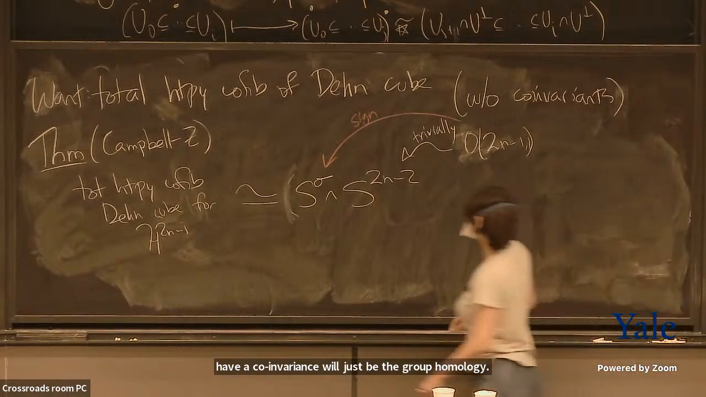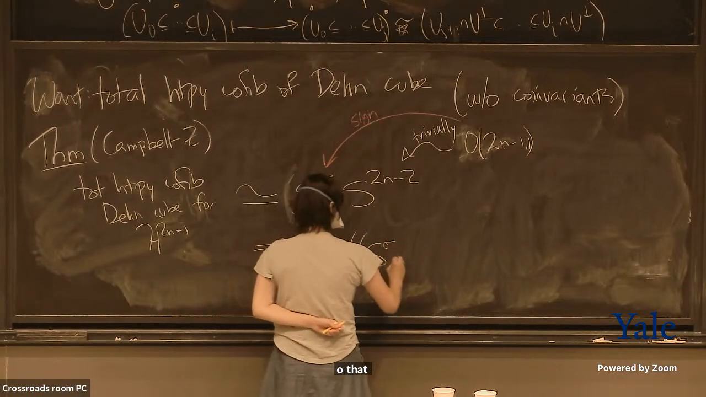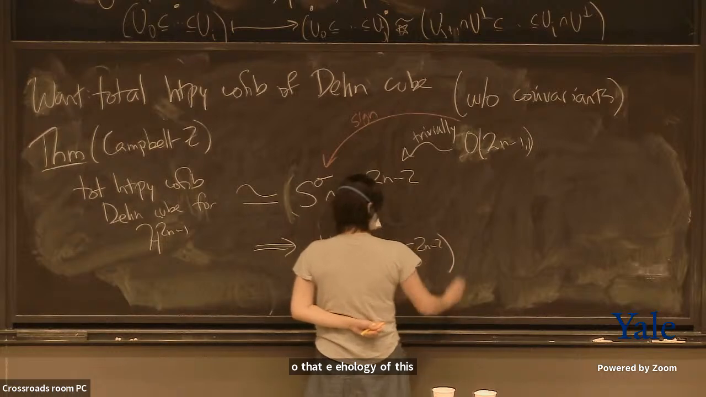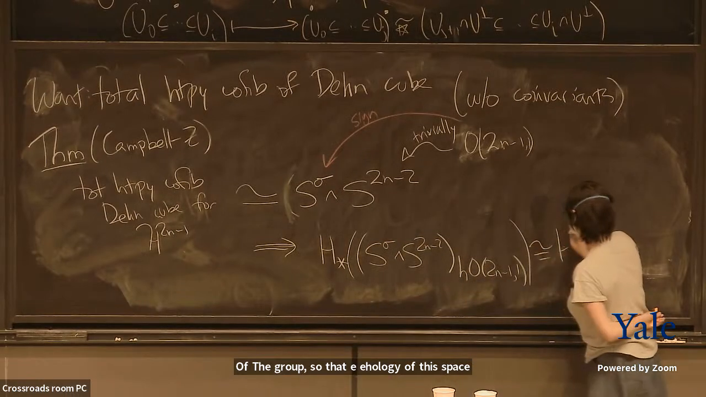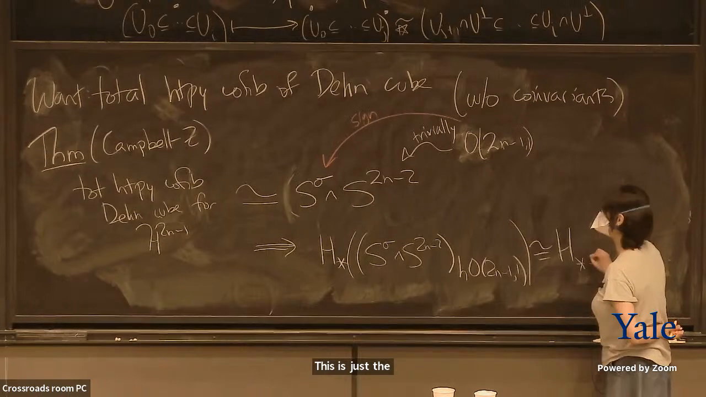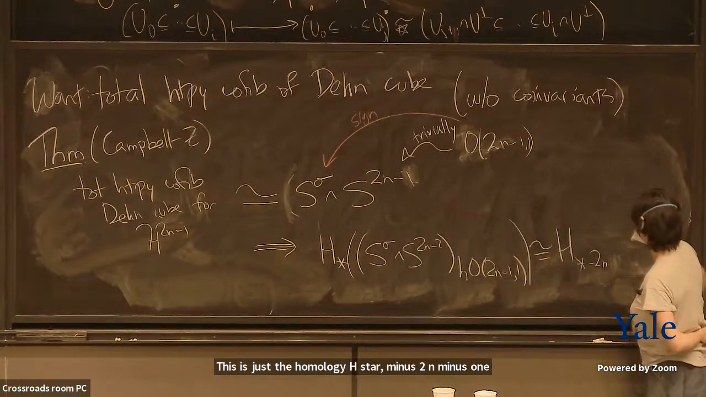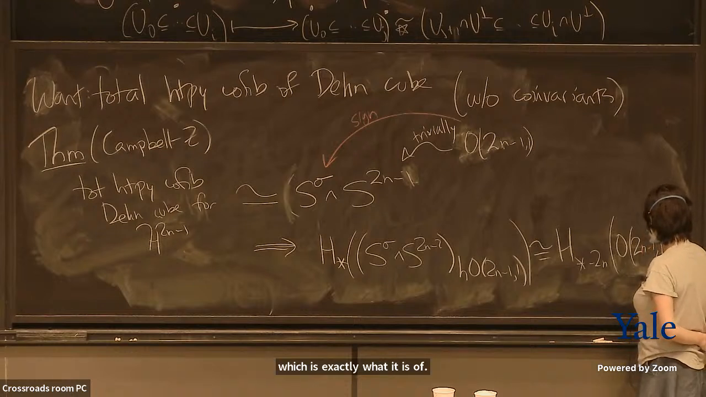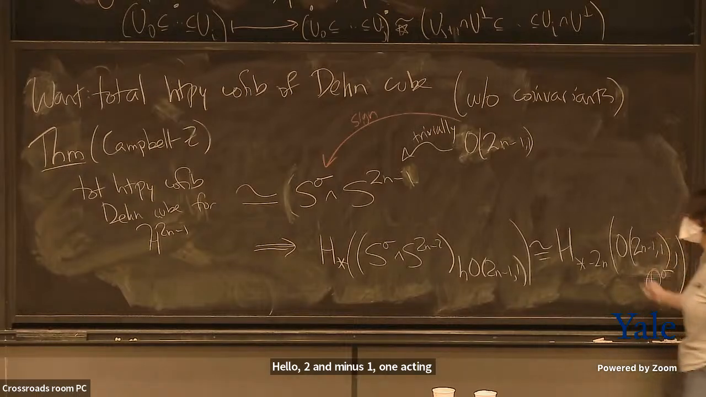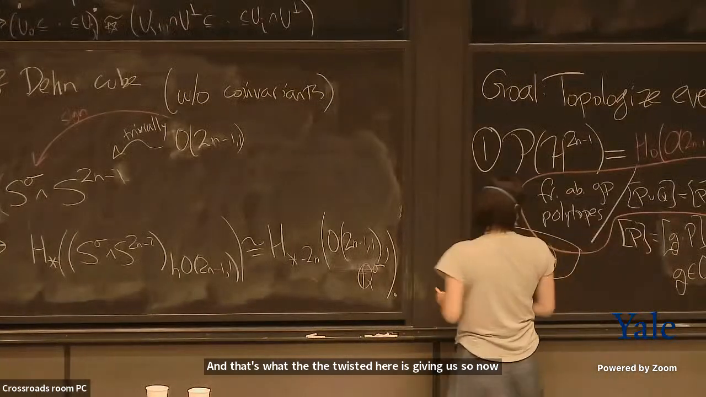So this means that the homology of this space is just the homology H star minus 2n minus 1. Oh, no, this is an n minus 1, so it should be n minus 2n, which is exactly what it is, of O 2n minus 1, 1, acting on Q twisted by the sign action. And that's what the twisted sphere is giving us. So now this big scary cube has just turned into a sphere, which we can analyze.